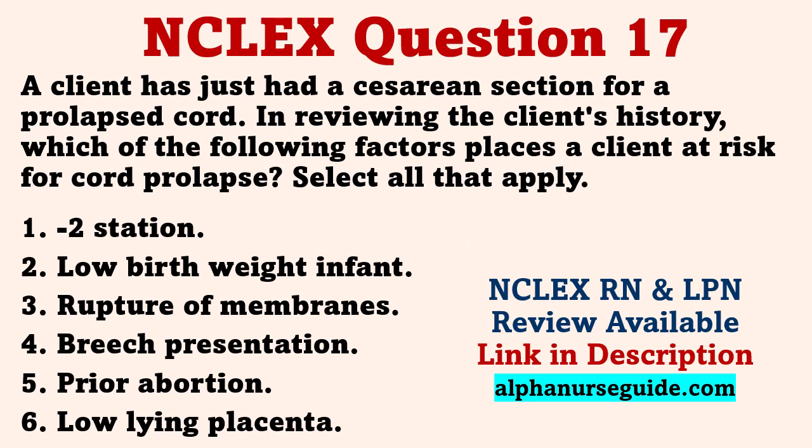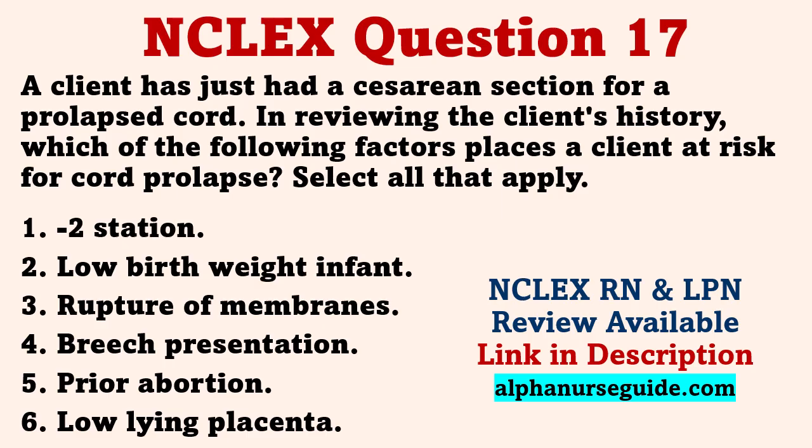A client has just had a cesarean section for a prolapsed cord. In reviewing the client's history, which of the following factors places a client at risk for cord prolapse? Select all that apply. 1, -2 station. 2, low birth weight infant. 3, rupture of membranes. 4, breech presentation. 5, prior abortion. 6, low-lying placenta.